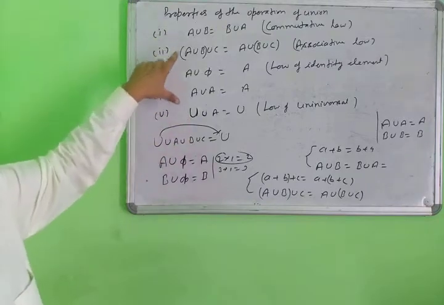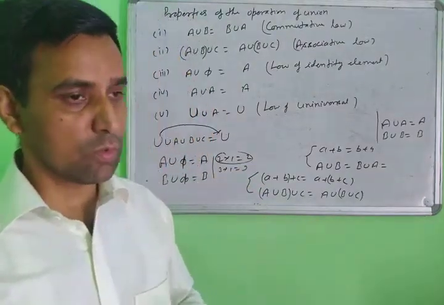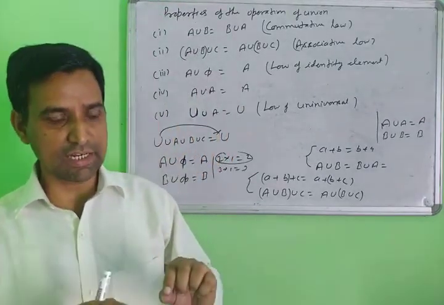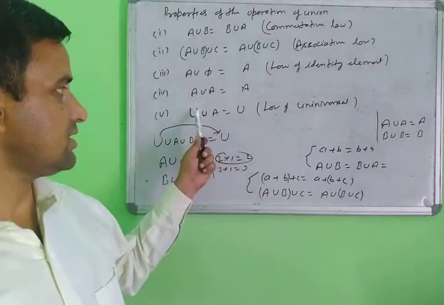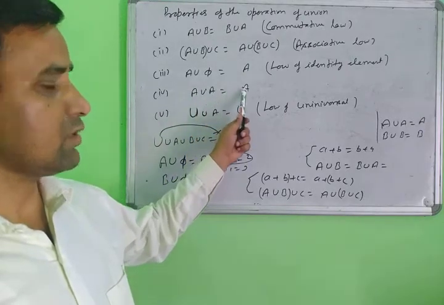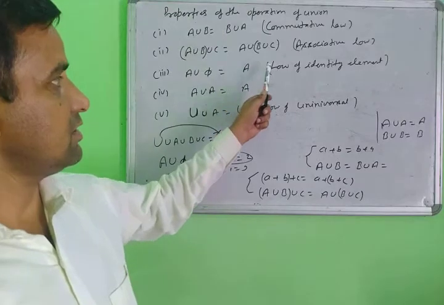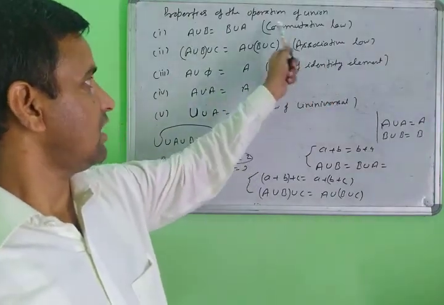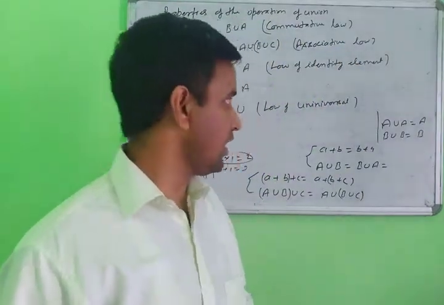These are the properties of the operation of sets. Means when you add the null set, add the universal set, and add the set to itself, what is the result? When you add to the universal set, the result is universal. When you add the same set, you get the same. When you add phi, you get the same set. So this is the law of the identity elements. This is the associative, this is the commutative. Very simple things, note them down and then next.